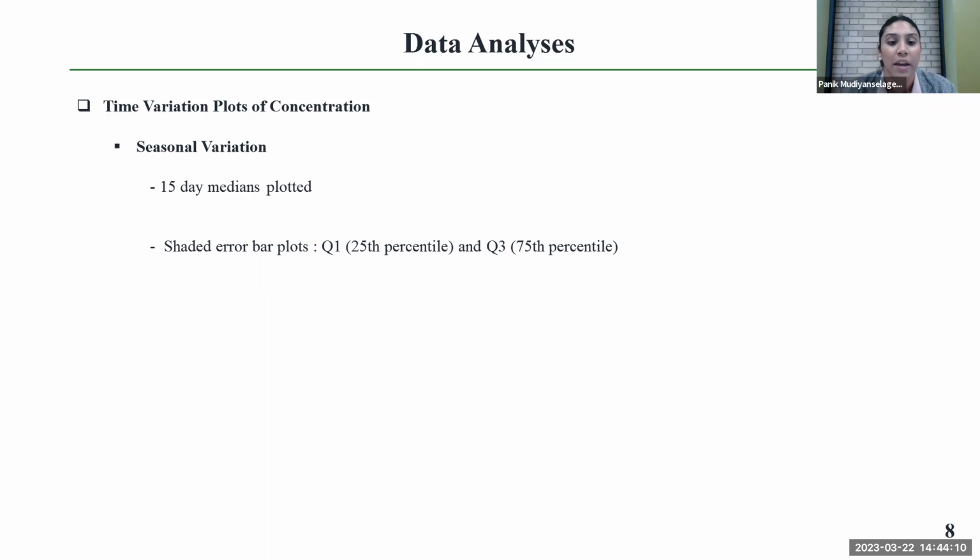And we used shaded error bar plots to show these variations because we wanted to see the general distribution of the concentrations. So we've plotted quartile 1, the 25th percentile, and quartile 3.